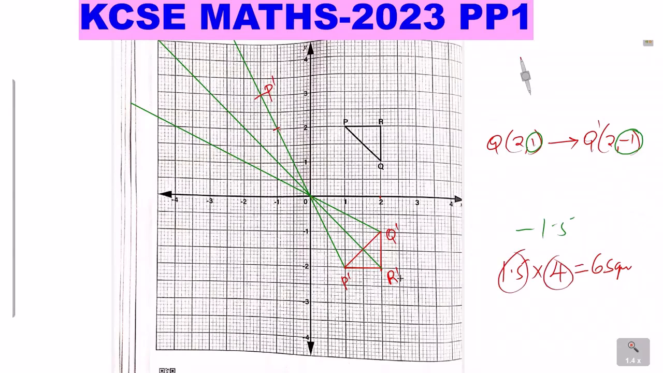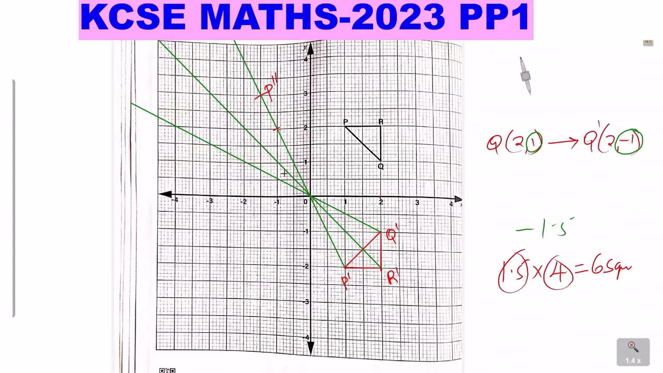So now let's get R double prime. This was P double prime. You've seen you're counting 6 squares from the center of enlargement. So from the center of enlargement along that straight line of R prime.